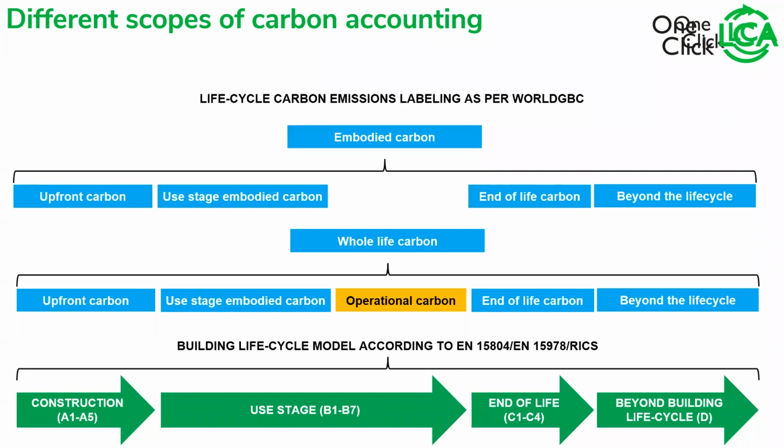And then lastly, we have upfront carbon emissions, which include the life cycle stages A1 to A5. So the impacts from the manufacturing process of the materials. Then we have life cycle stage A4, which is the transportation from the manufacturer site to the construction site. And then lastly, the construction processes. In the use stage, we talk about life cycle stages B1 to B7, and these include material replacement, material repair, and also operational energy consumption and water consumption. And then, as previously, we have the end of life, which is life cycle stages C1 to C4, and then anything beyond the building life cycle.